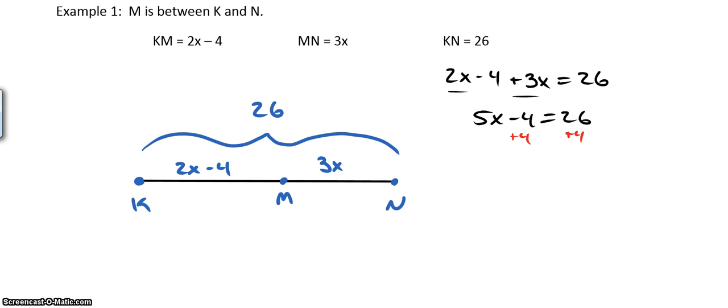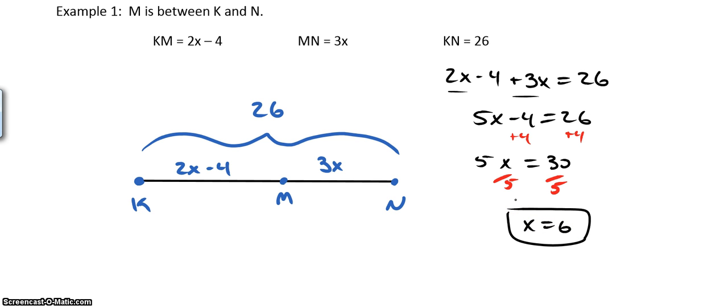So I get 5x equals 30. Divide both sides by 5, and x is 6. So I've solved x. Typically it says solve for x, but it might also say find KM, or find the measure of MN. So you have to be careful when you're reading the problems, especially on your assessments.